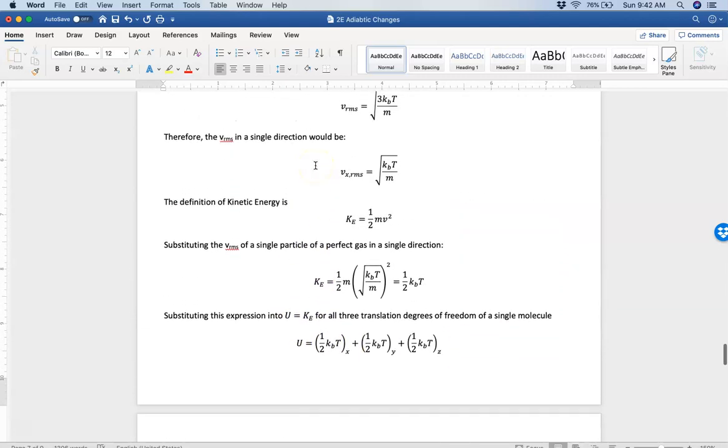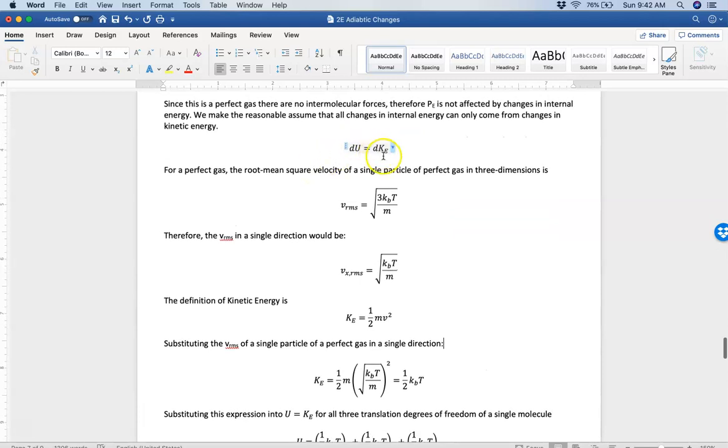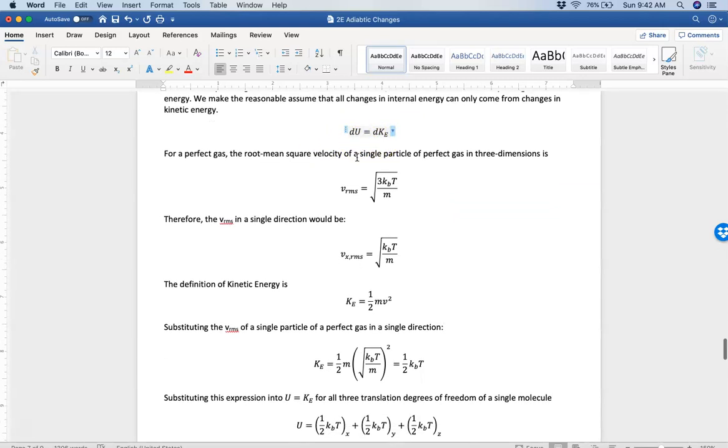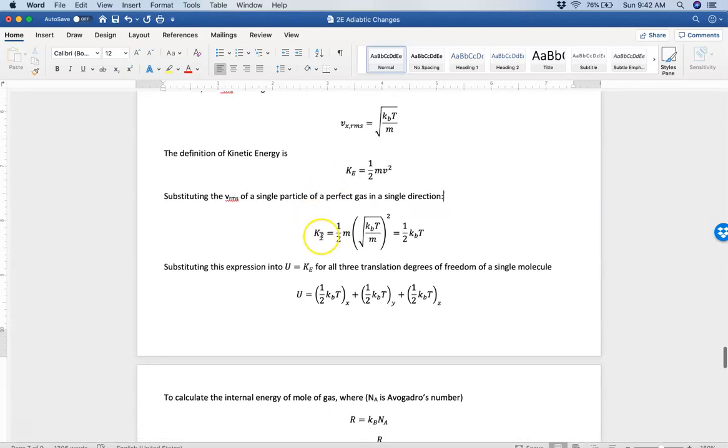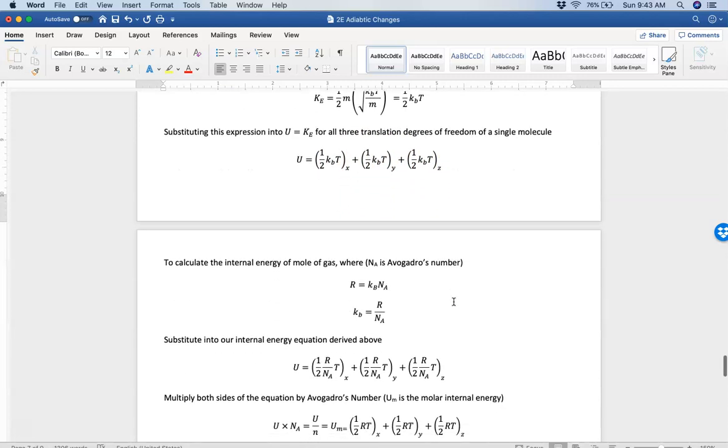Now, if we look back up here, we know any change in kinetic energy will be equal to the change in internal energy based on our assumptions. So what we can do then is we know U equals kinetic energy for all 3 degrees of freedom. And so if this referred to the x direction, if the equipartition theory holds, this quantity should then be equally distributed between the x, the y, and the z direction.